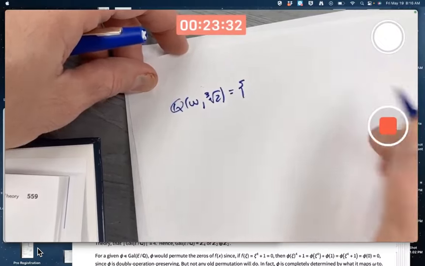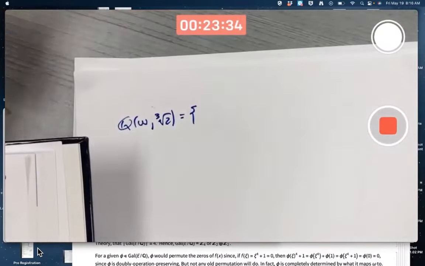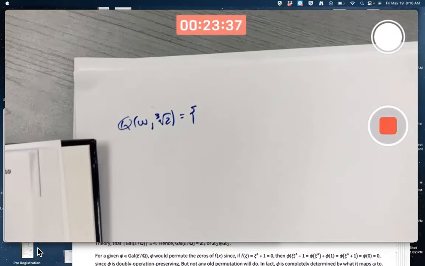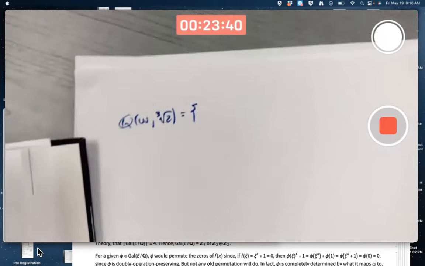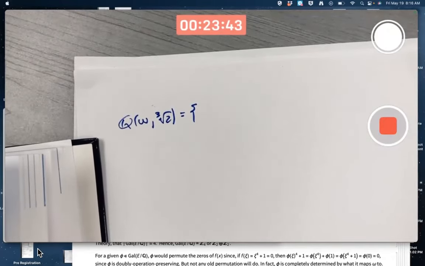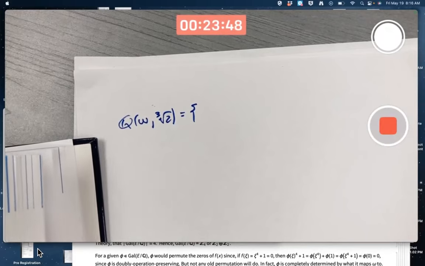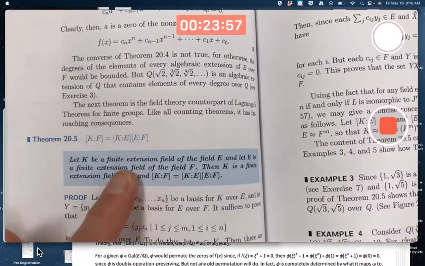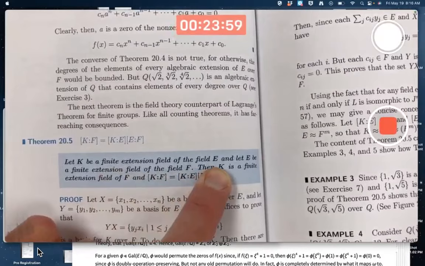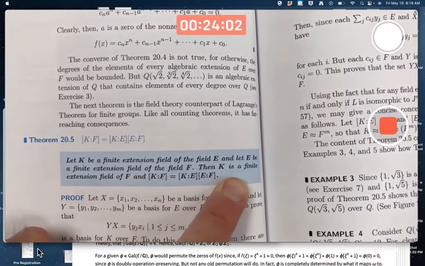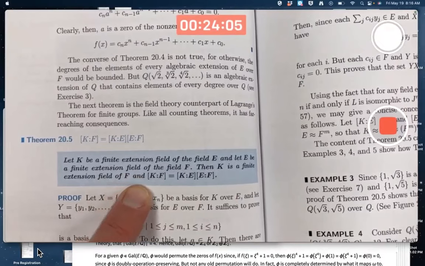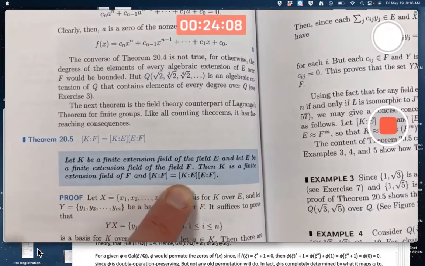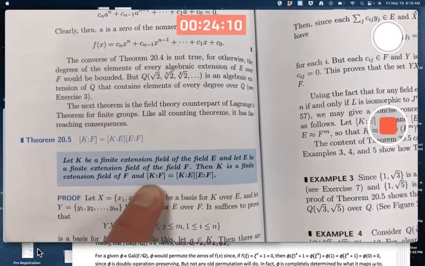How can we represent numbers in this field? It is related actually to a certain proof from earlier. It was the theorem about the multiplicative property of finite field extensions. K is a finite extension field of E, and E is a finite extension field of F. Then K is a finite extension field of F, the smallest one, and the overall degree is the product of the smaller degrees. This is what we just used to say 6 is 2 times 3.